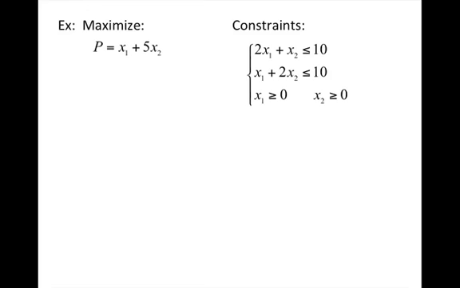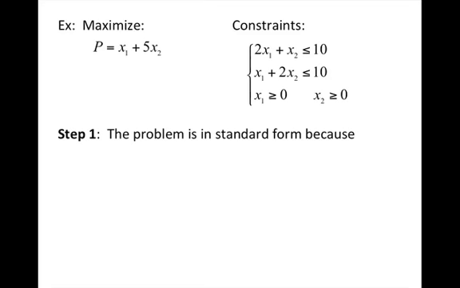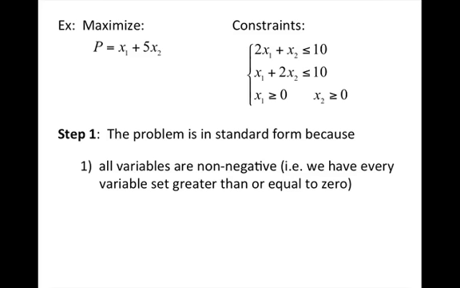Our first step is to make sure that this problem is in standard form. Well, this problem is in standard form, and if you remember, there are 2 conditions. The first condition is that all variables have to be non-negative. Well, I have an x sub 1 and an x sub 2, and those are both listed as being greater than or equal to 0, so they're not negative.